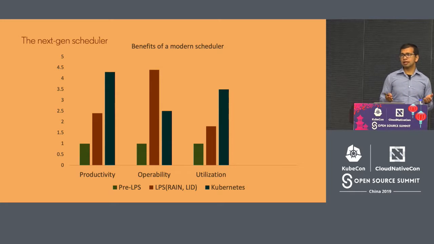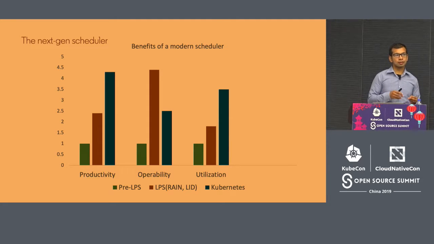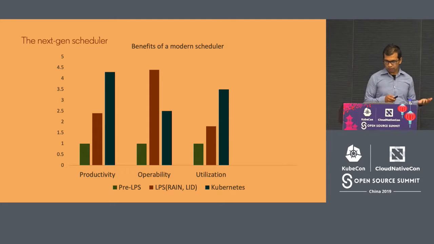We performed several other tests, and holistically, we realized that Kubernetes and other modern schedulers can provide a generational boost to the productivity, operability, and utilization of our application fleet beyond what our current stack made of RAIN, LEAD, and Locker can.